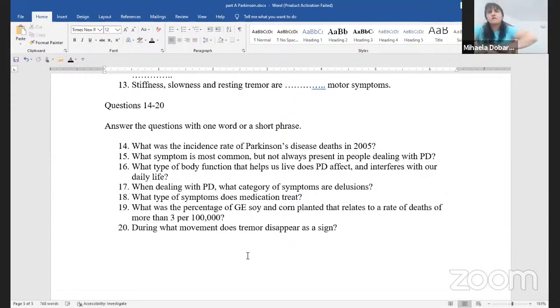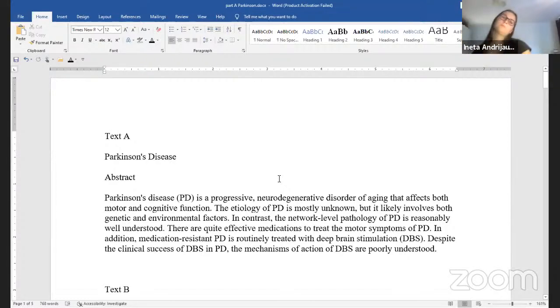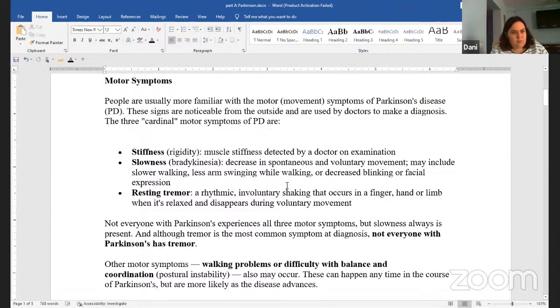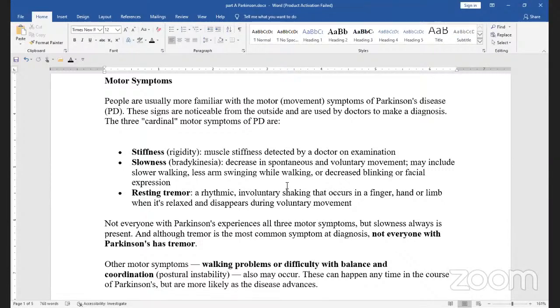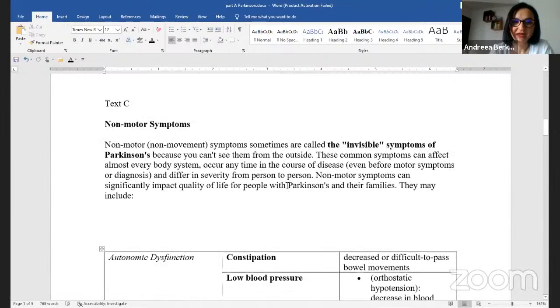C. B. Start with A. Let's start with A, just for the sake of the exercise and the practice. Any body function here? No. Motor and cognitive function affects. Neurodegeneration. No. What about text B? Anything here? No. No? Okay. What about this part of the text?